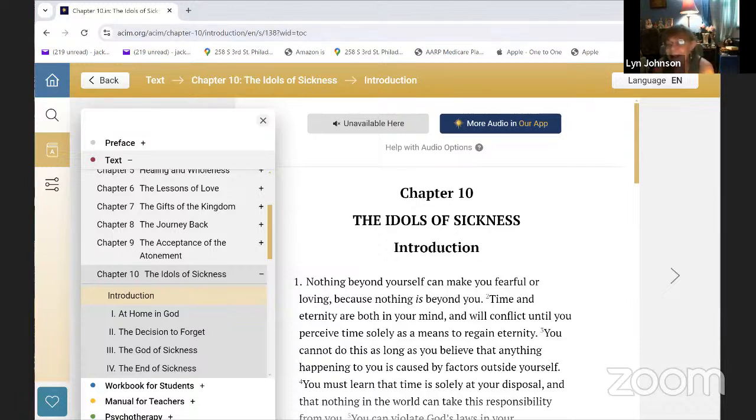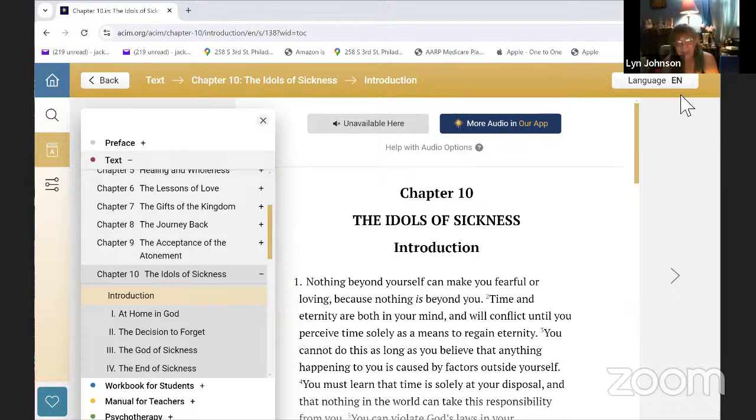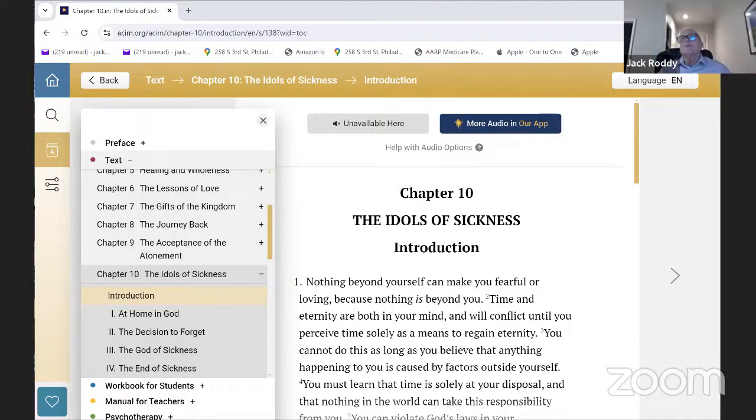Hey, Regis. Right now, I don't see it. Oh, it doesn't matter. Do you see the idols of sickness now? Yeah. Oh, I see that. Oh, yeah, you and I are on a separate little window. Yeah, right. Okay. All right. I'm going to start reading, and then you can read the second paragraph. Okay. Sounds good.